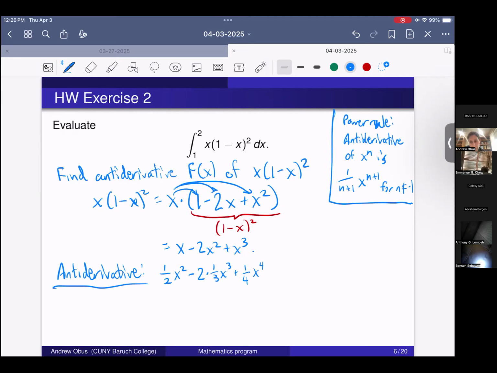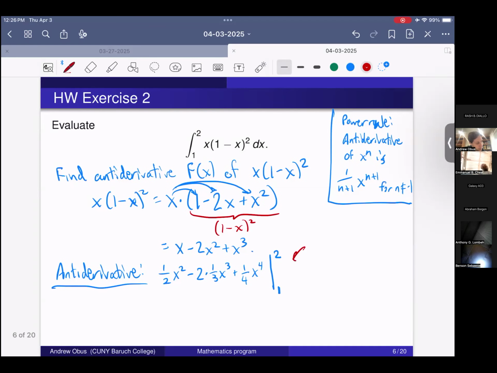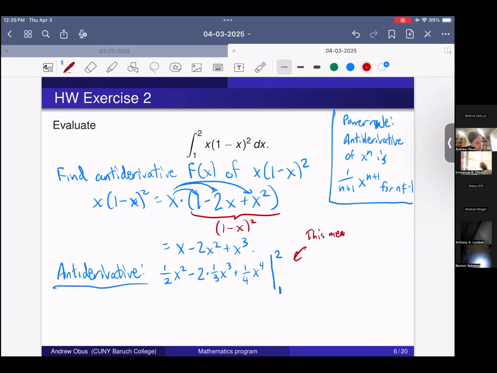And now I'm going to introduce a notation, because we want to evaluate this at 2 and at 1. The notation that people use is you write a line here, and then you write a little 1 and a 2 here. This means evaluate at 2 and at 1, and then subtract. That's what this notation means. So we have to evaluate this at 2 and then at 1 and subtract.